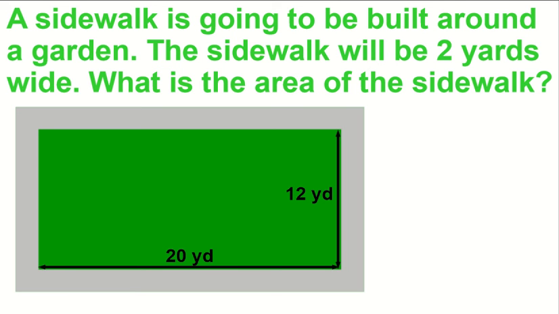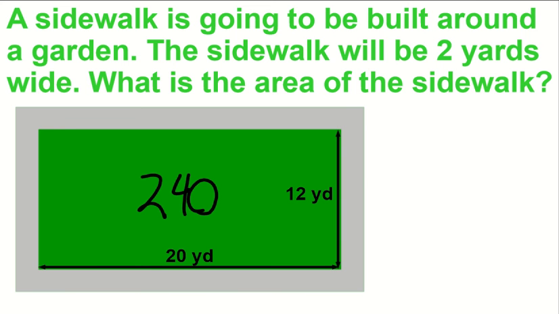First thing, we can get the area of the garden. So the garden is 20 yards by 12 yards. So go ahead and get the area of the garden. Who's got the area of the garden? Area of the garden is 240. So that's the part in green on that picture. Okay?